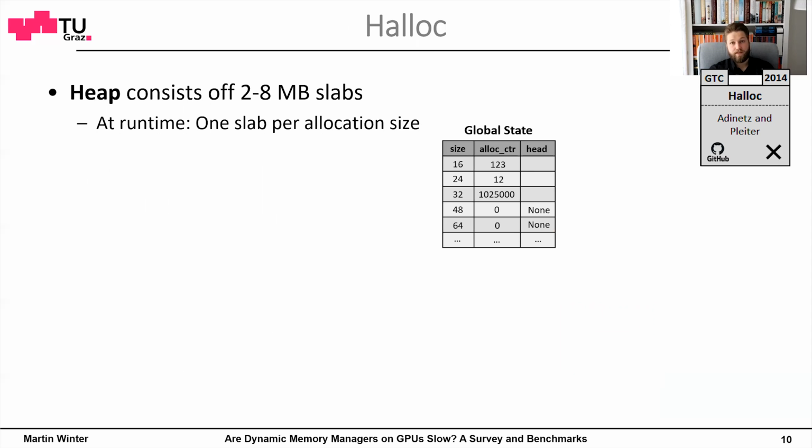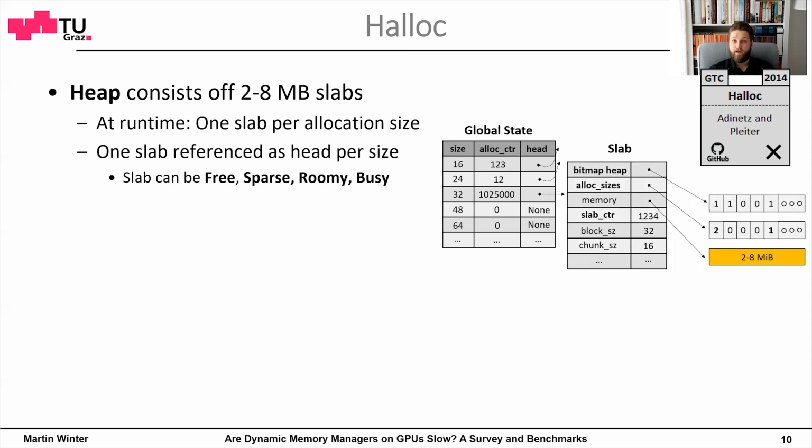Halloc was presented at GTC 2014 by Adinets and Pleiter. Its heap consists of 2 to 8 megabyte slabs, which at runtime can be assigned to a different allocation size. The global state tracks the number of allocations as well as the currently used slab for each allocation size with a head pointer. Depending on the current fill level, a slab can be either free, sparse, roomy, or busy. Each slab holds a bitmap for tracking the allocation status. While a slab is considered sparse, it can also hold different block sizes. Once a slab reaches status busy, which is after a fill level of 85%, it is replaced as head.